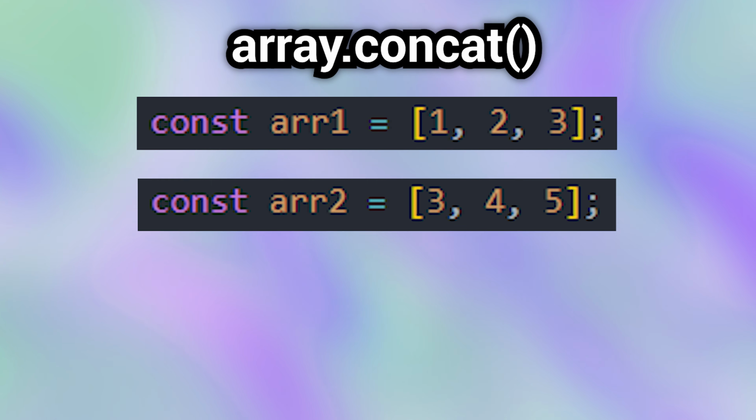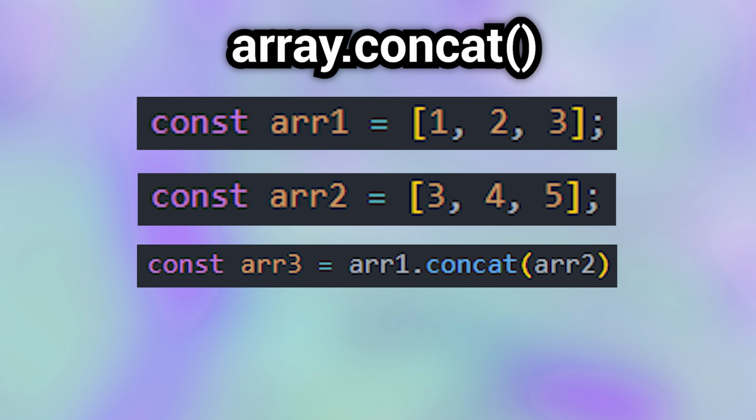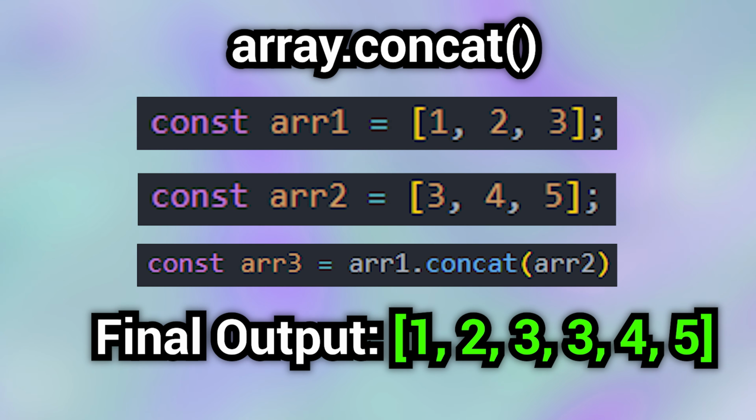In this example, we have two different arrays and we want to join them together. We can simply use the concat command, which concatenates them together, which just means join them together. So we can have our array of 1, 2, 3, our array of 3, 4, 5, call concat on them, and it will become an array of 1, 2, 3, 3, 4, 5.